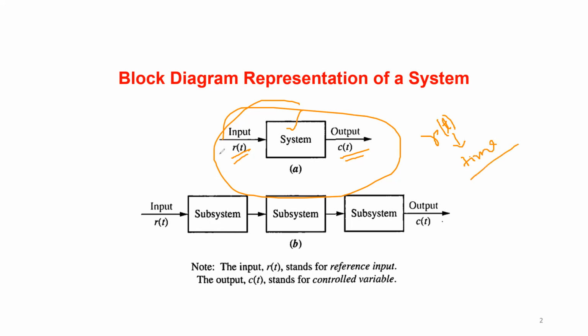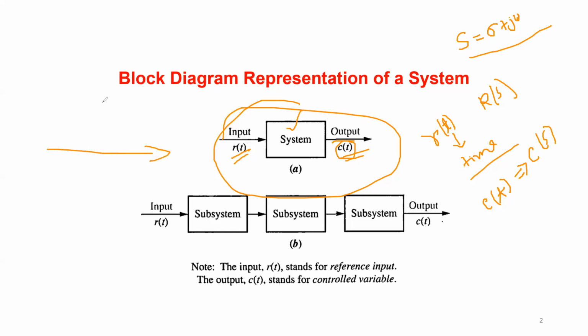So this thing is in the time domain, and I have to represent it in the frequency domain. So instead of R(t), I write R(s), and instead of C(t), which is the output, I will write C(s). What is s? S represents the frequency, and s is equal to sigma plus j omega. Sigma plus j omega is a complex number. S is a complex number.